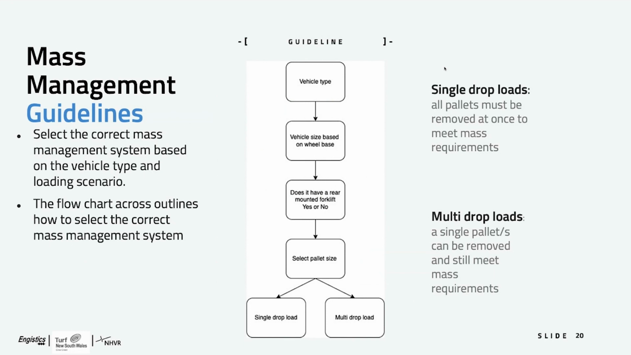By that we mean, are you going to be taking part of the load off at multiple destinations, or are you taking all off at one destination? Because that will affect how the systems work. On a multi-drop load, the system's been designed so that you can pull any pallet off that system and it will still be compliant for your axle limits.